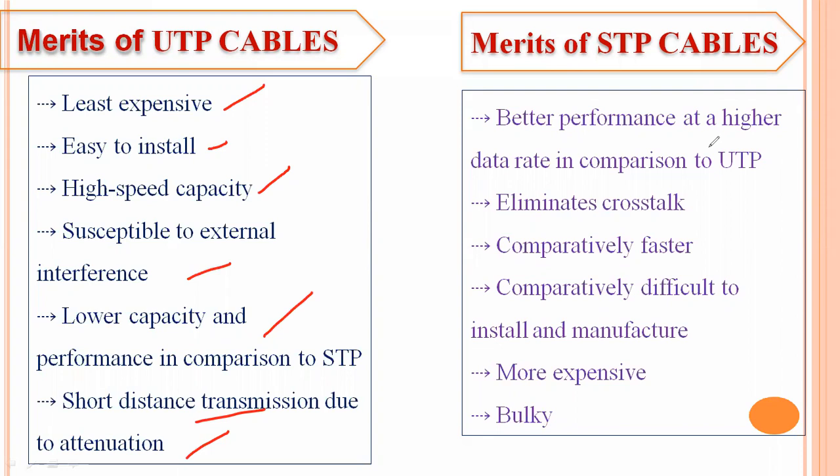So next, shielded twisted pair cable is there. It has better performance at a higher data rate in comparison to UTP. Then it eliminates crosstalk. That means if there is no crosstalk, the data will not be lost in it. It is comparatively faster than the UTP and difficult to install and manufacture. Due to the extra shield used, it is a bit more expensive than the unshielded twisted pair cable. And yes, it is bulky because of the different layers implemented. It is bulky in size. Clear?